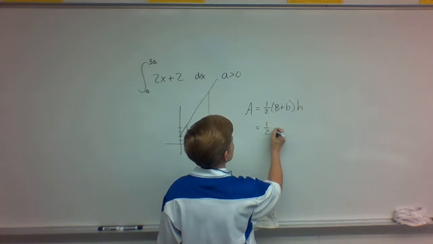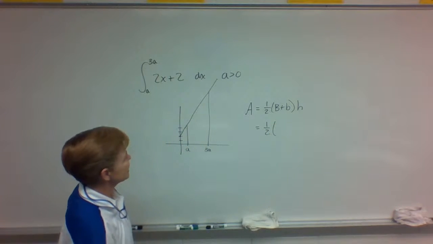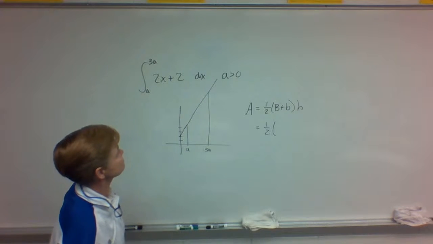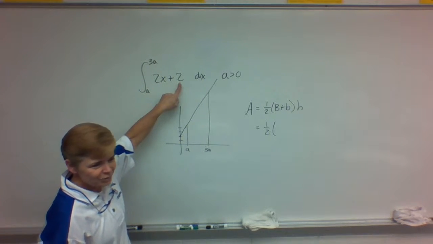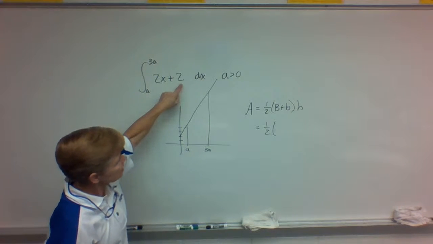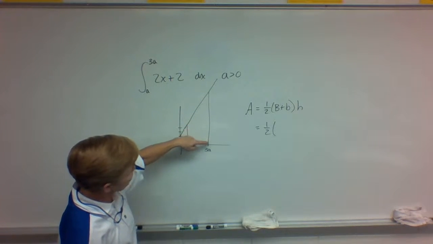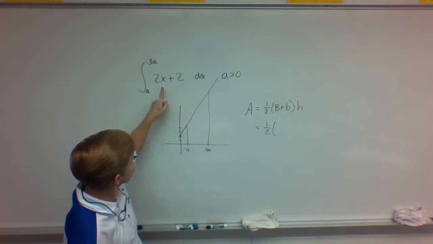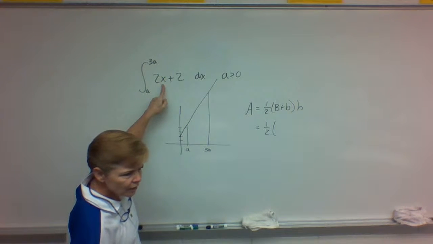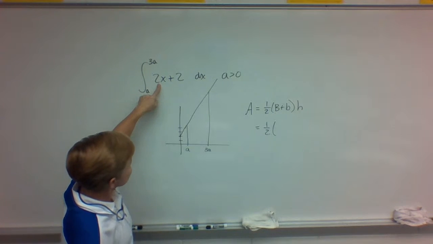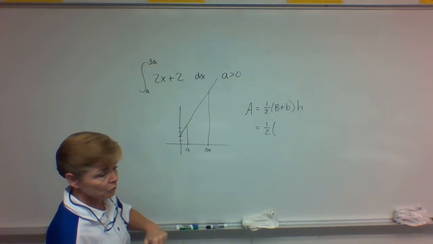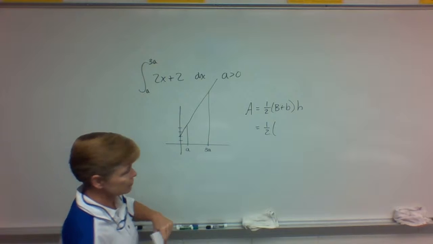It's 1/2. How long is the big base? f of 3a. 3a times 2 plus 2. This is the function value when the x value is 3a. So you plug it in. You follow that? 6a plus 2. So big base is going to be 6a plus 2. Yeah? Okay.